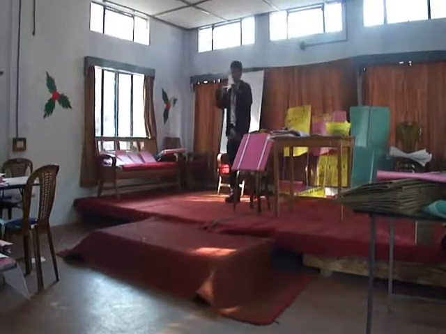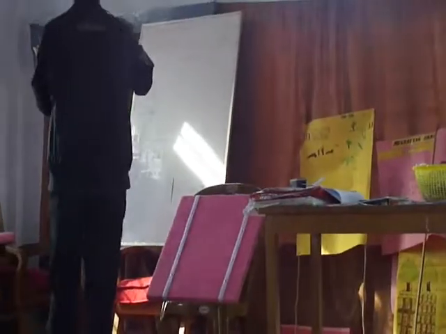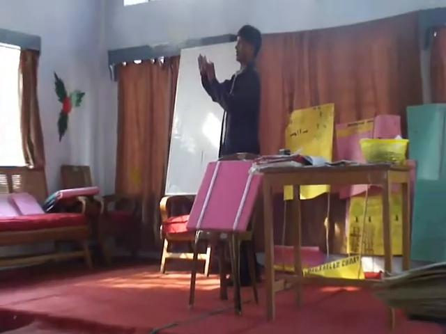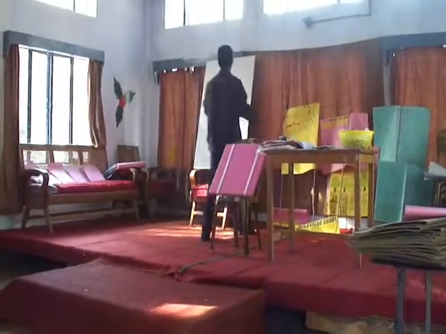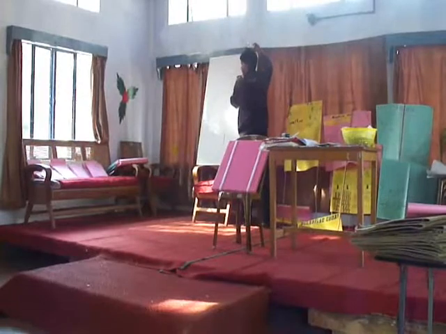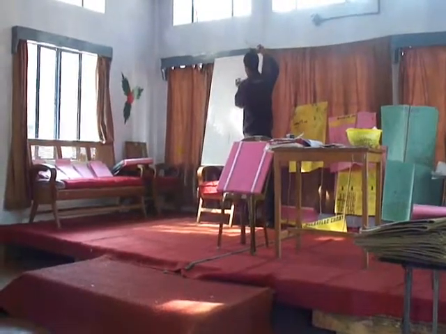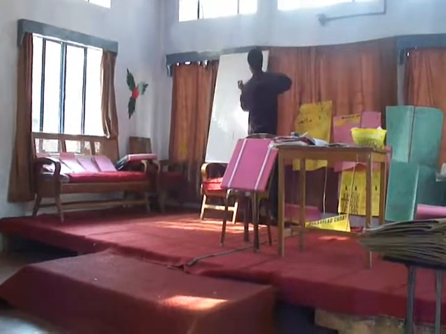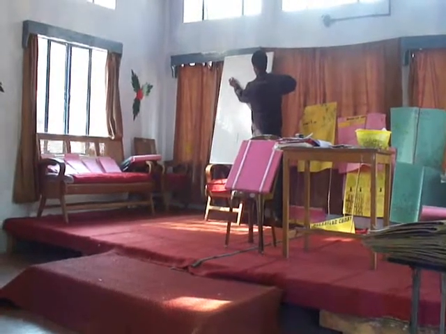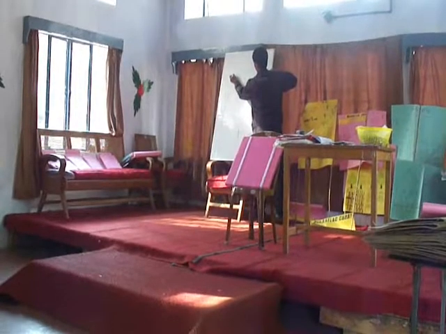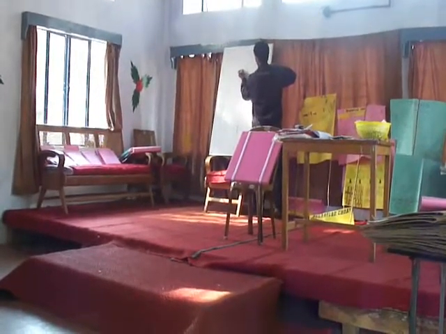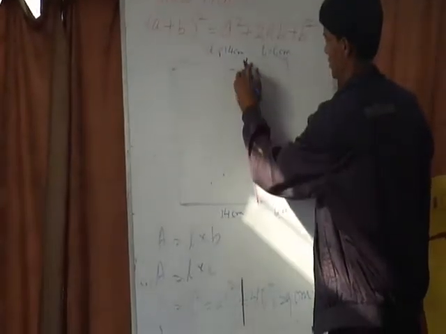So out of 20, let us take 14 and 6. Along the length, you start using your ruler. From this left edge corner to this point, 14 centimeter. It should be a straight line. Mine is not straight. I will try to make it straight.